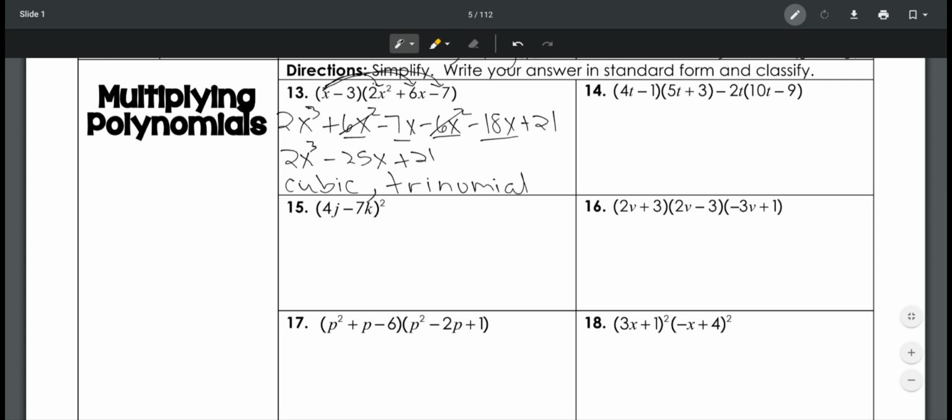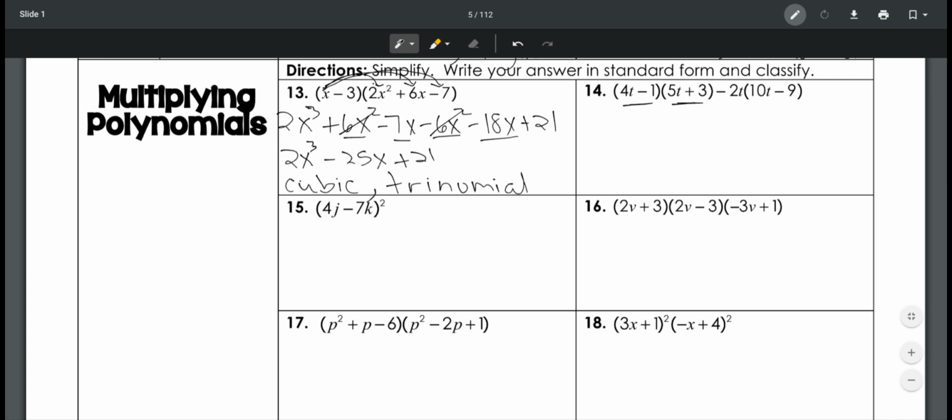In example 14, we have a couple of things going on. If you recall, to multiply a binomial times a binomial, you FOIL. And in the second group, we're going to distribute two terms that you should be familiar with, foiling and distributing. So I'm going to FOIL the first one.